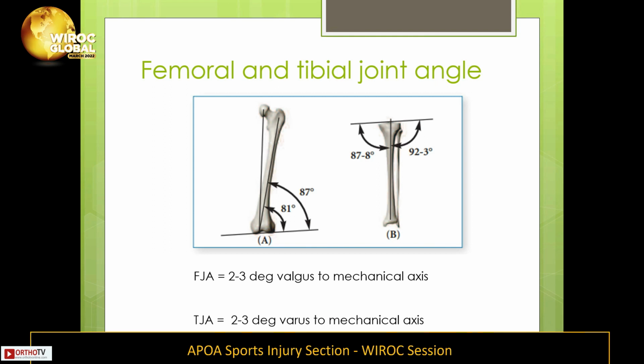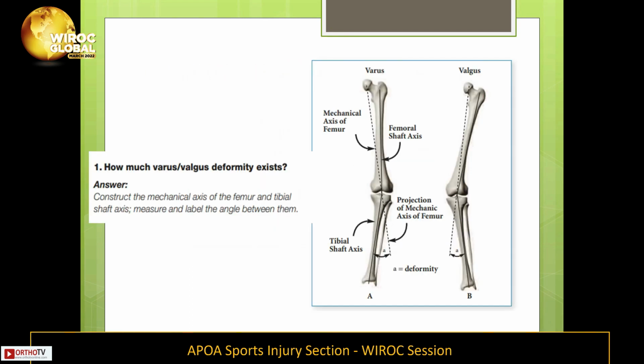When we talk about the joint aspect, we know that the congruent surfaces are not symmetrical on either side, and there comes the role of femoral and tibial joint angles. We know that the femoral joint angle is usually 2 to 3 degrees of valgus to the mechanical axis, and the tibial joint line axis is 2 to 3 degrees varus to the mechanical axis. So these are the normal joint line angles with respect to the tibial and femoral surfaces.